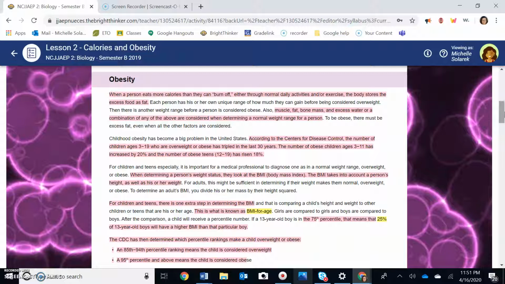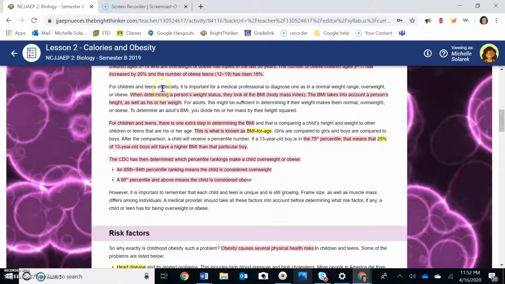Now, according to the Center for Disease Control, the number of children ages 3 to 19 who are overweight or obese has tripled in the last 30 years. So in 30 years, we tripled the amount of heavy-set children. The number of obese children ages 3 to 11 has increased by 20%, and the number of teens has risen 18%. When determining a person's weight status, they look at the BMI, or body mass index. The BMI takes into account the person's height as well as their weight.